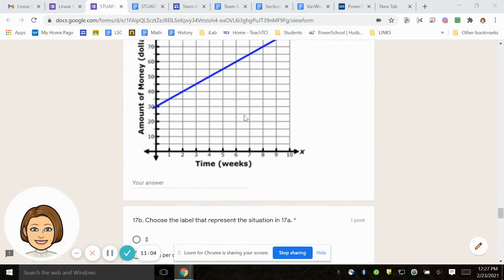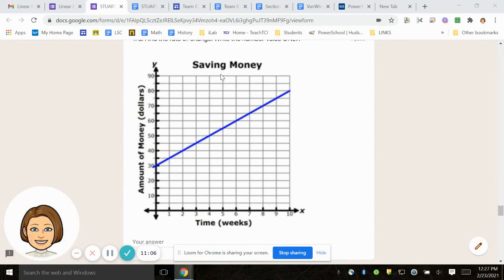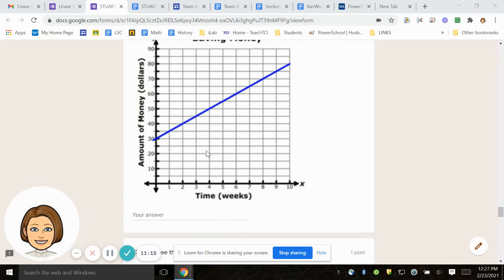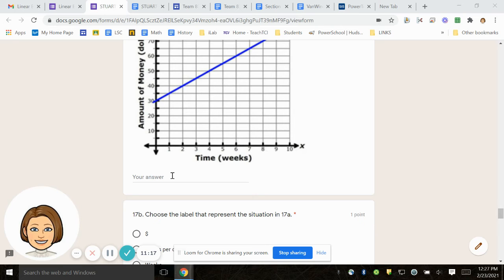(17a), find the rate of change from this graph. This graph is called saving money. Along the x, you have time in weeks, and along the y, you have amount of money in dollars. So just again, you write the answer as a number.